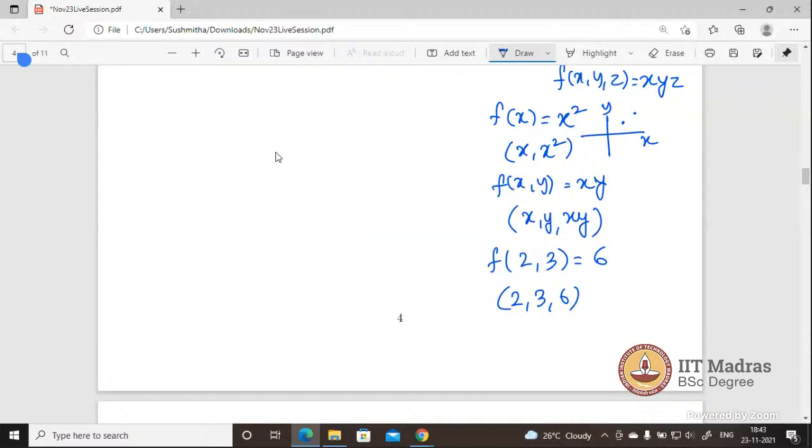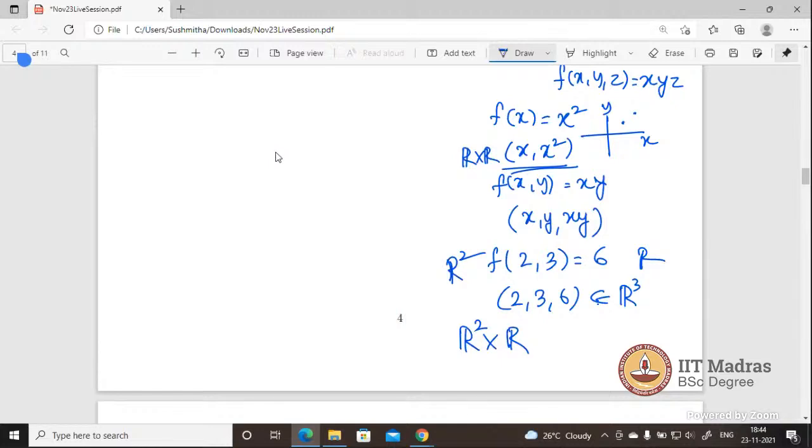So what is this? Where is this point? In R3. It's neither in the domain of f nor in the codomain of f. Can you see that it is in R2 cross R? Here also the same thing happened, right? R cross R.